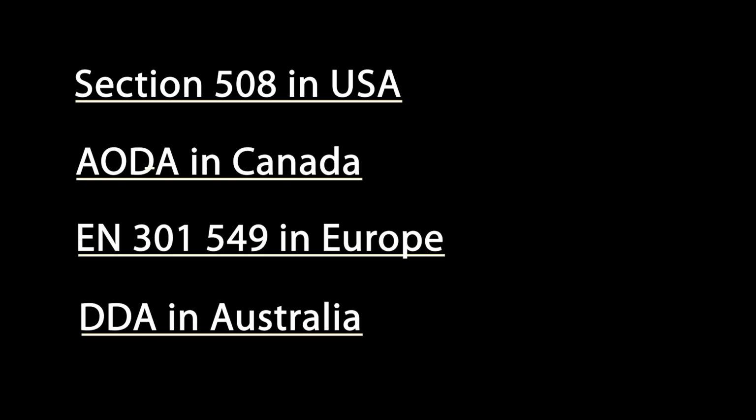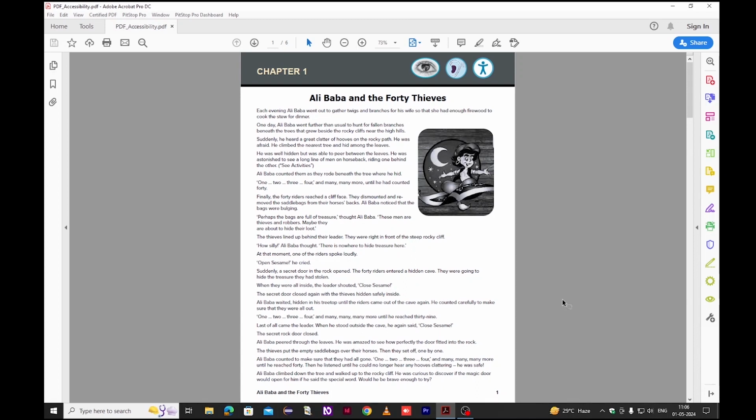Also, several laws such as Section 508 in the US, AODA in Canada, EN 301 549 in Europe and DDA in Australia have made it a law that electronic documents need to be accessible. So now, how do we actually know that a PDF is accessible or not? There's a certain tag tree in every document through which we need to walk and ensure that the content is tagged correctly and in correct order.